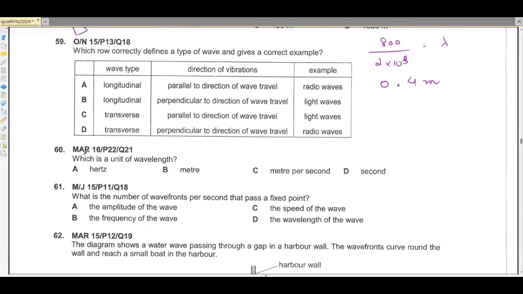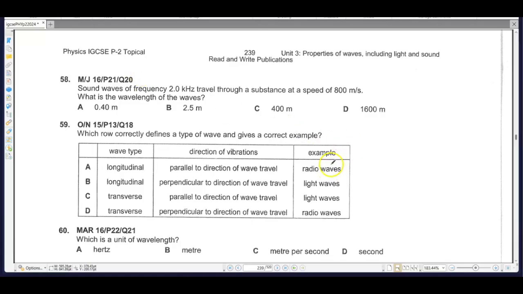Question number 59. Which row correctly defines a type of wave and gives a correct example? Okay. Wave type is longitudinal. Direction of vibration parallel to the direction of the wave. That is fine. Example is a radio wave. These two are correct, but the example can't be a radio wave because it is an example of a transverse wave. All the waves that are present in the electromagnetic spectrum, that are radio waves, microwaves, infrared, ultraviolet, X-rays and gamma rays, all are examples of transverse waves.